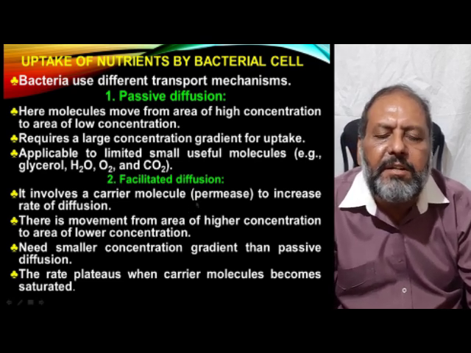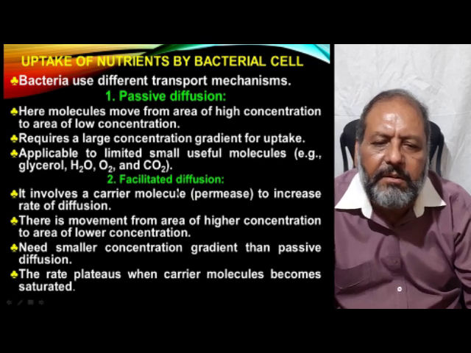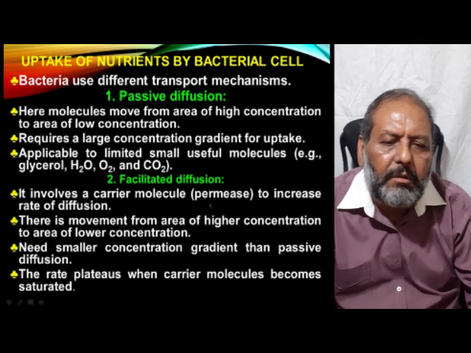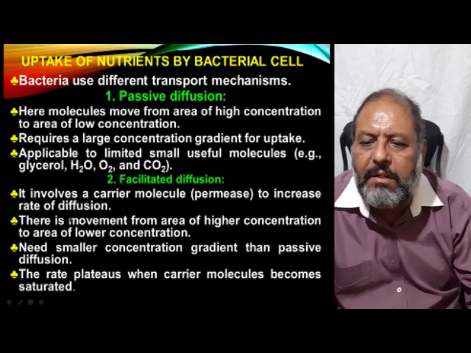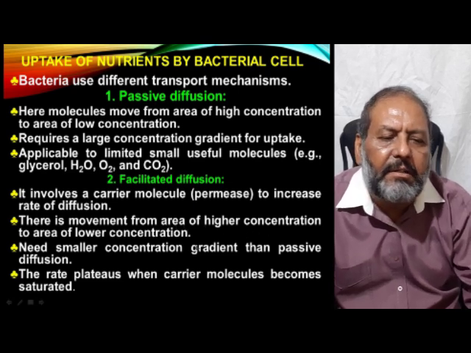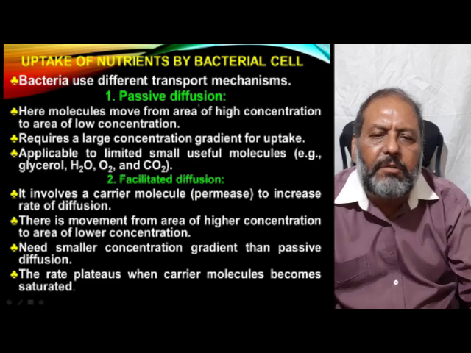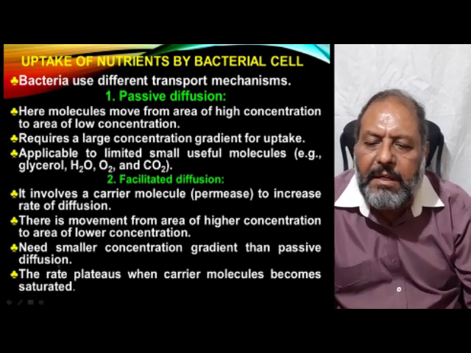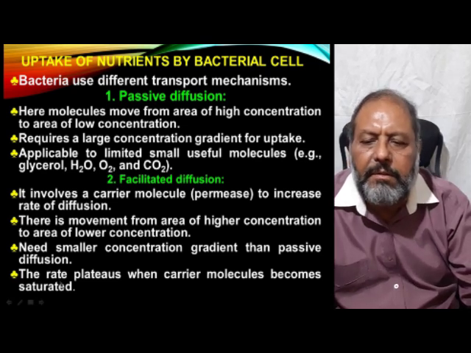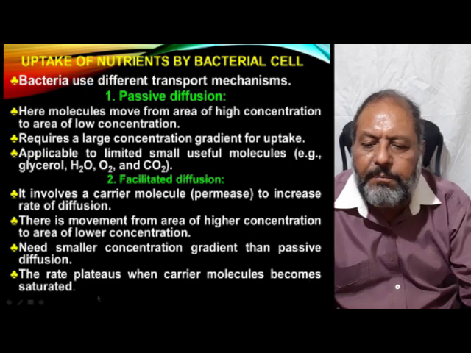Then facilitated diffusion, as the name suggests, this needs some facilitation to cause the diffusion. It involves a carrier molecule, a permease, to increase the rate of diffusion. There is a movement from the area of higher concentration to the area of lower concentration, as in passive diffusion, but it needs a smaller concentration gradient than passive diffusion, and the rate plateaus when the carrier molecule becomes saturated.